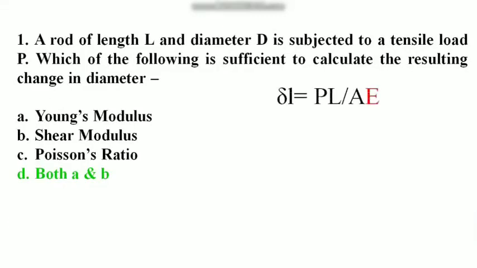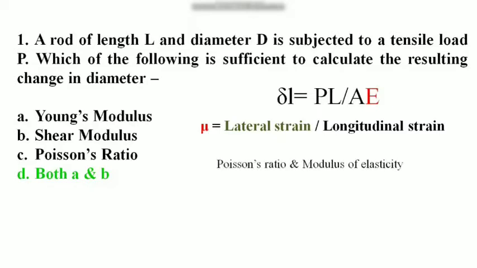We know change in length ΔL equals PL by AE. Here E is the Young's modulus. But in this case we have to find out the change in diameter. So using the longitudinal strain we have to calculate the lateral strain that is required. Also we know that Poisson's ratio μ equals lateral strain by longitudinal strain. So we need both μ and E for this purpose.